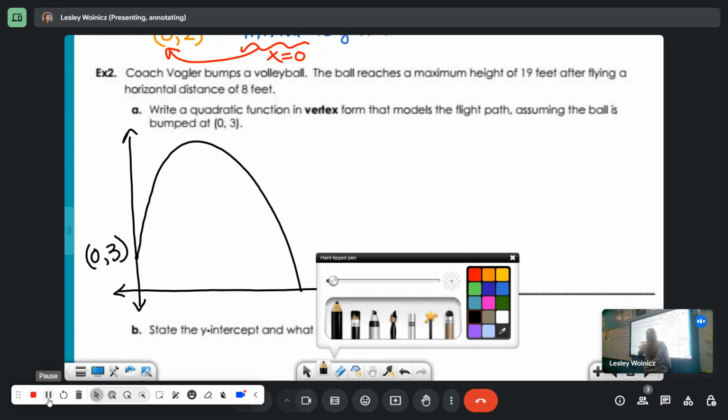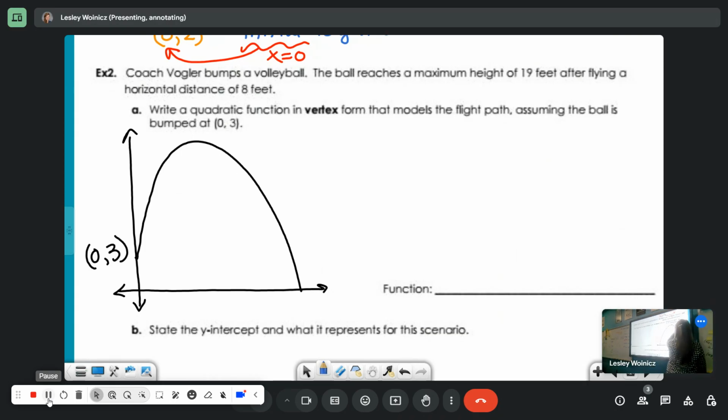Okay, what is the maximum height of the ball? 19 feet. How far does the ball travel horizontally to reach that maximum height? 8 feet. Okay, go ahead and write the vertex.